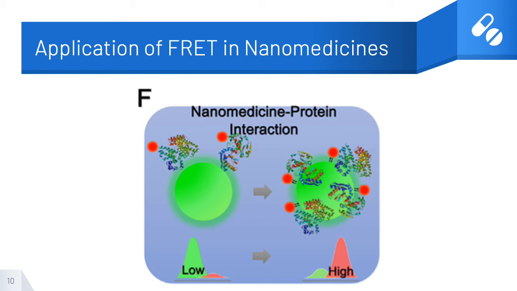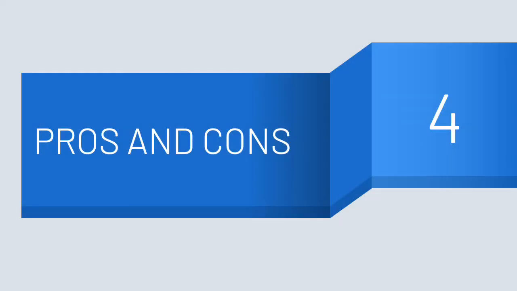Finding a good target protein is crucial in order to find target receptors on the cell membrane that drugs can target in order to be effective within the body. We will discuss some pros and cons to using FRET technology.